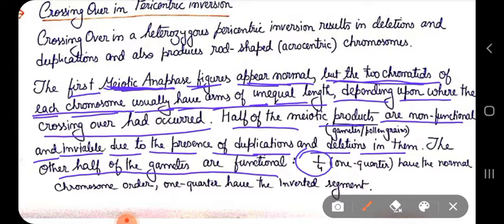One quarter, that means out of four, one will have a normal alignment of chromosomes within the gamete, while the other one quarter will have an inverted segment. So this is the condition that will be observed when crossing over in pericentric inversion takes place. Now, theoretically, I have said this, so let us try to explain it in a diagram.